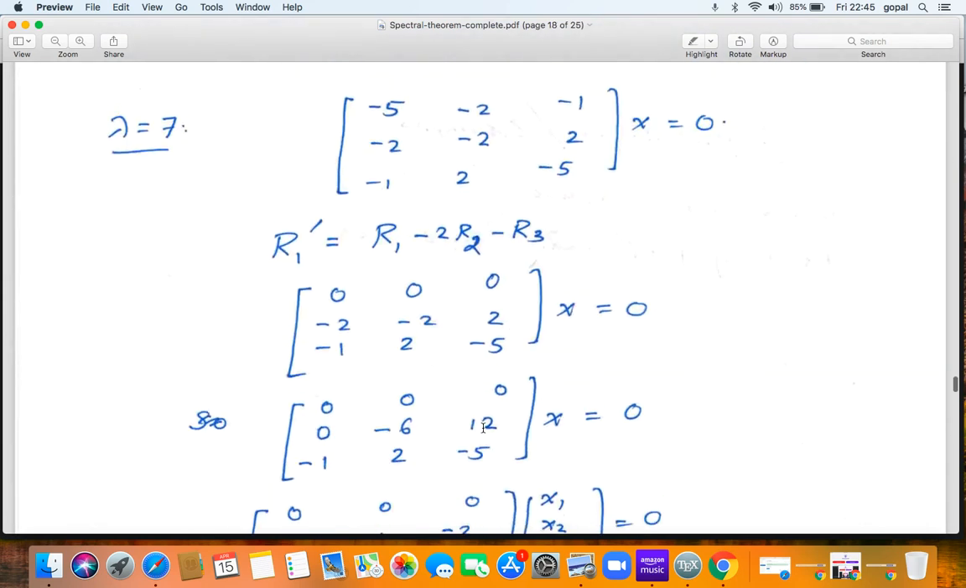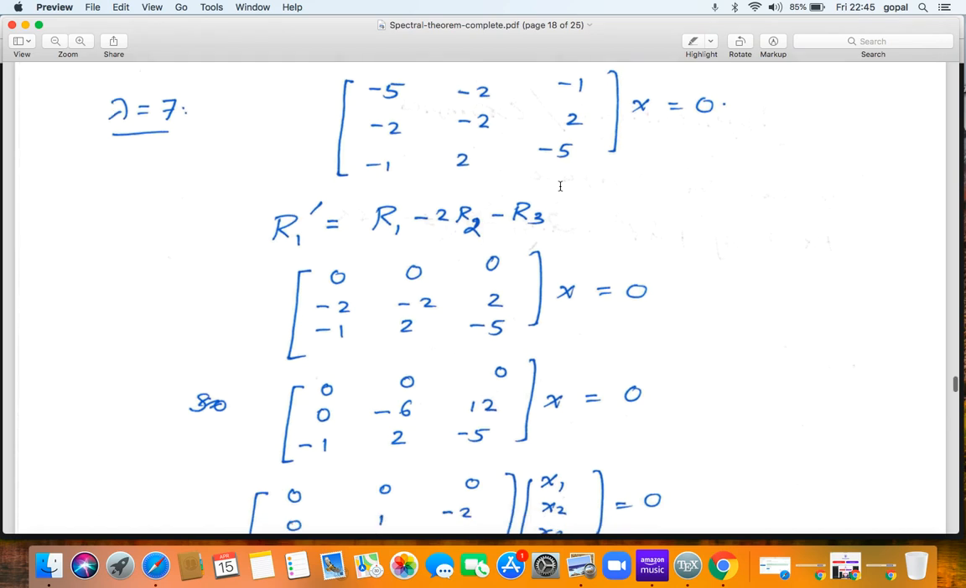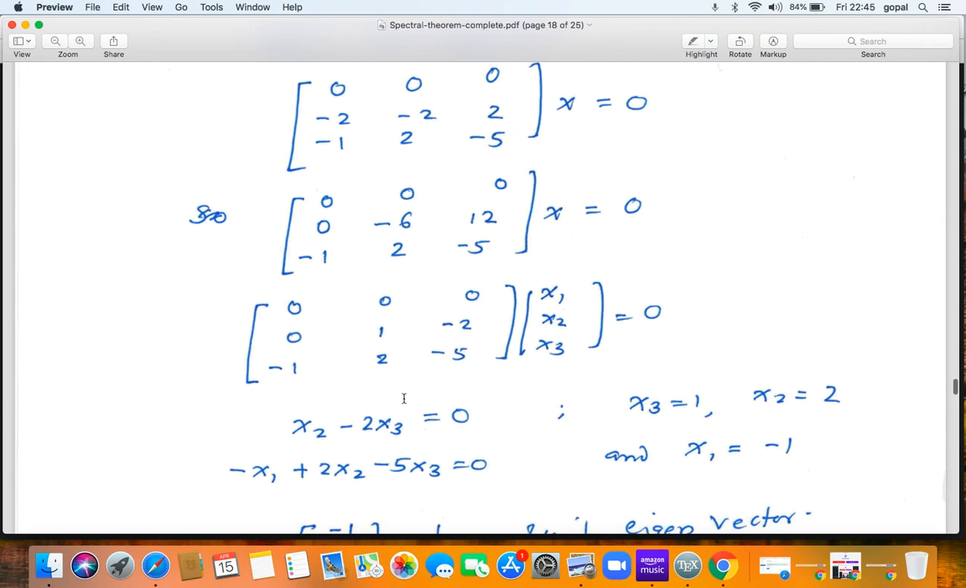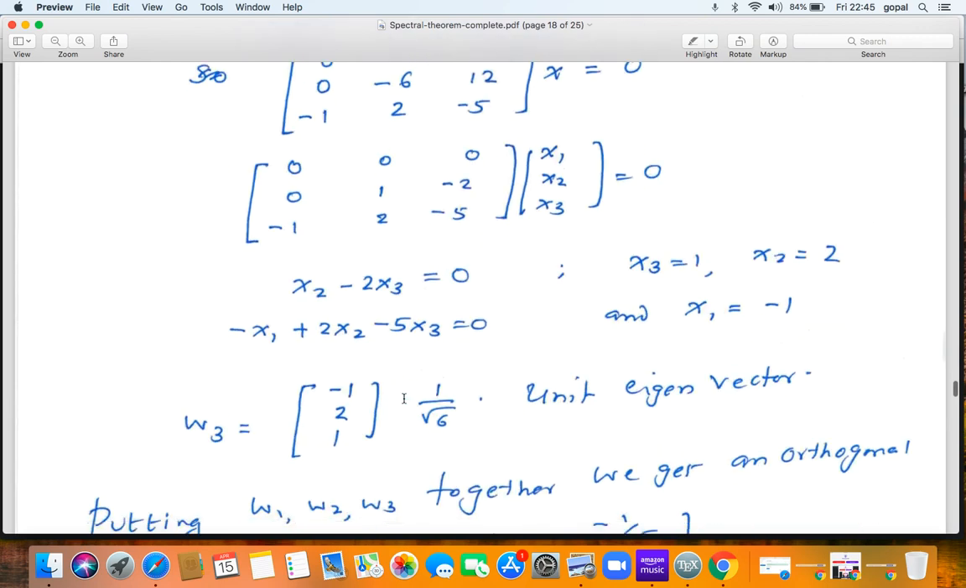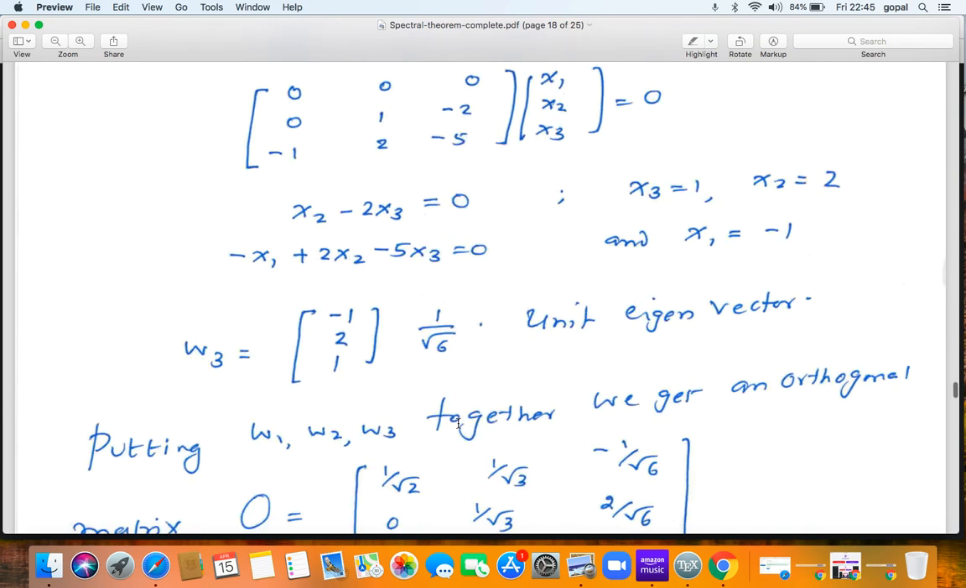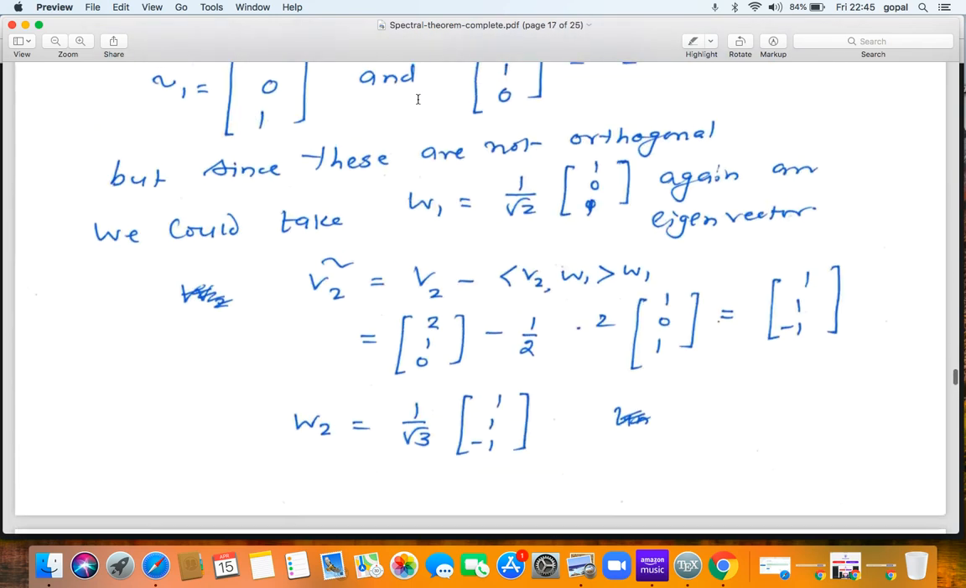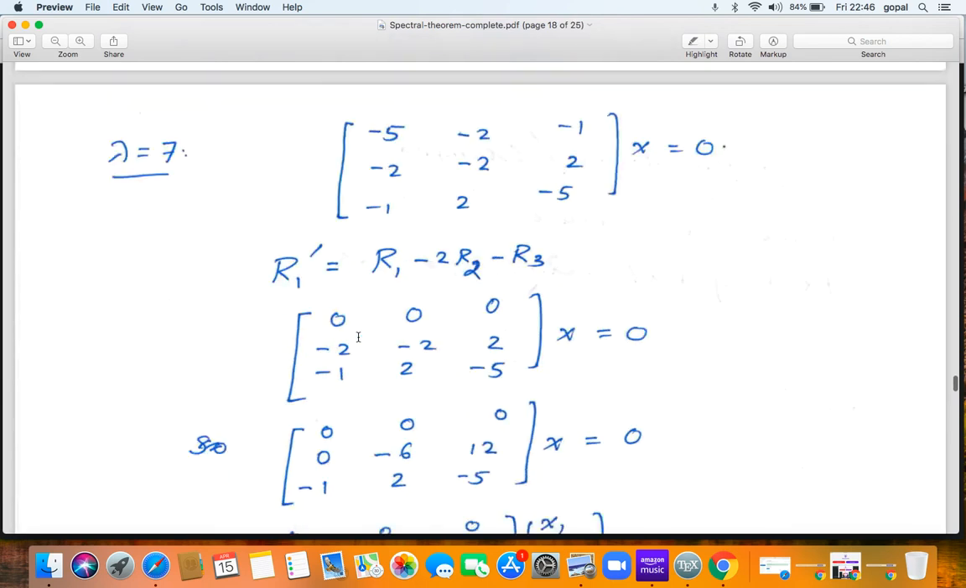Now with eigenvalue 7, again A minus 7I times x equal to 0. So you have to subtract 7 times the identity. You will get this new matrix: minus 5, minus 2, minus 1; minus 2, minus 2, 2; minus 1, 2, minus 5. You have to perform certain row operations. This time the rank is 2 and the nullity is 1. You can get a non-trivial solution, (minus 1, 2, 1). You normalize it, so make it a unit vector, 1 upon root 6. So I got 3 orthonormal unit vectors which are eigenvectors, w1, w2, and w3.